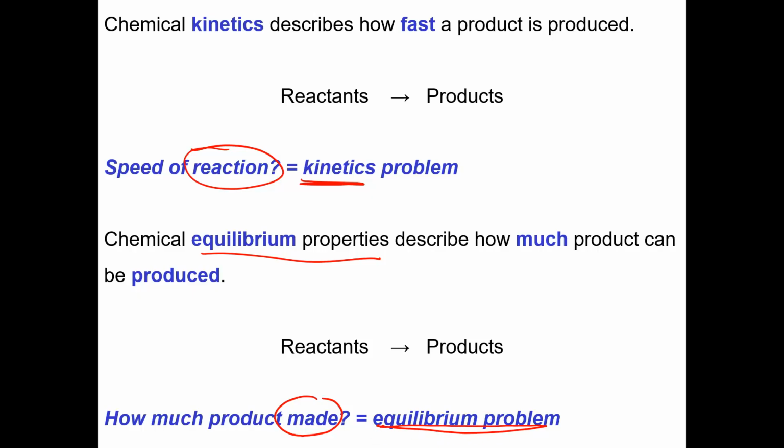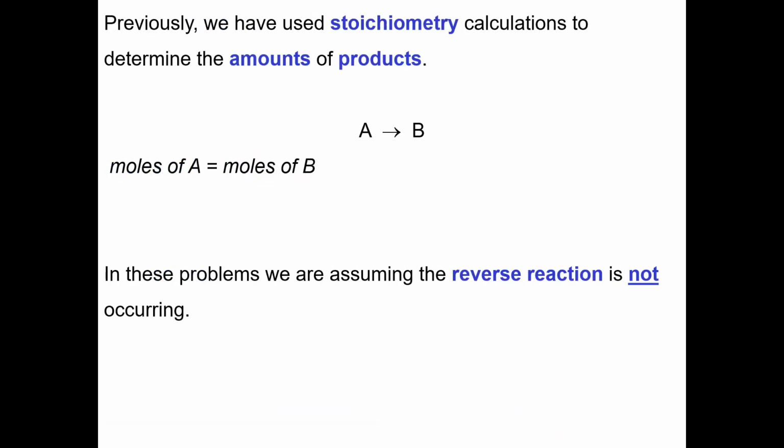Now, previously, when we were interested in how much product was being made in a chemical reaction, we would use stoichiometry. That is, we would do calculations involving mole ratios and moles in order to determine the amount of products that were being produced. So, for example, if I had this reaction here where 1 mole of A is being converted into 1 mole of B, I would understand that the moles of A reacted equal the moles of B produced because the mole ratio between these two things is 1 to 1.